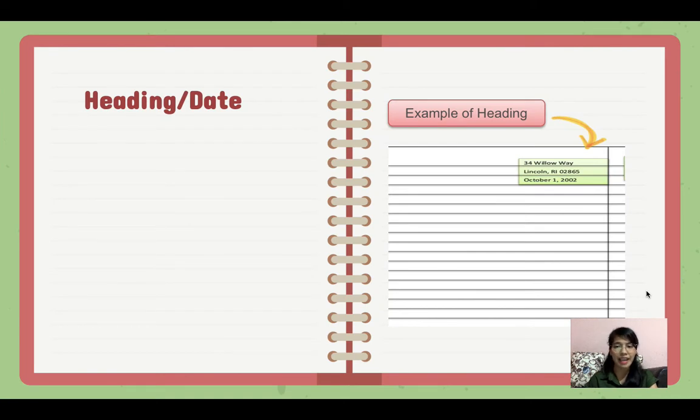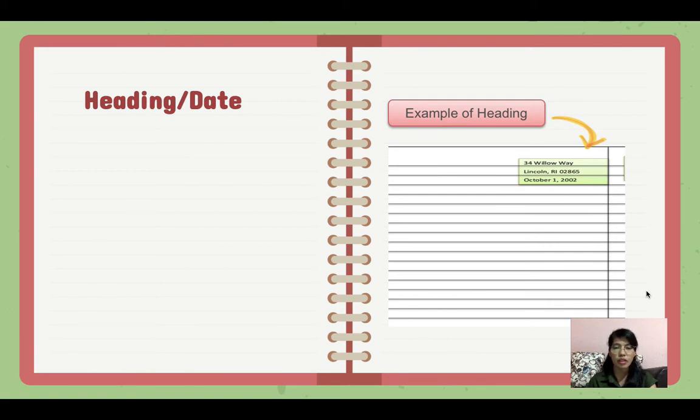Okay, here is the heading. Remember, pay attention to the example of the heading, because when I explain, you have to pay attention to the example so that you can understand and you can see the example while I read or explain what the heading is.